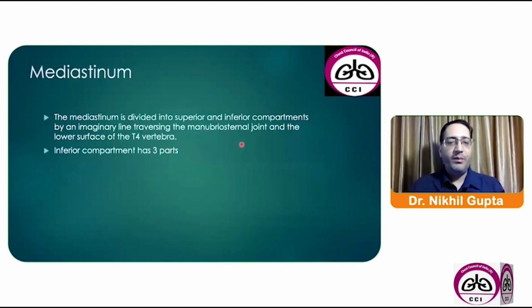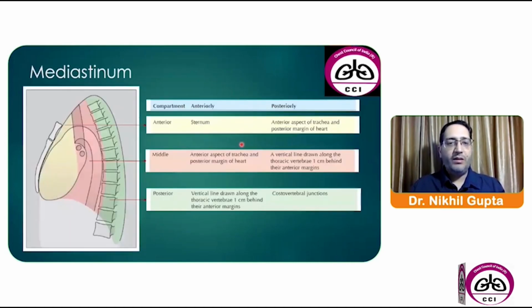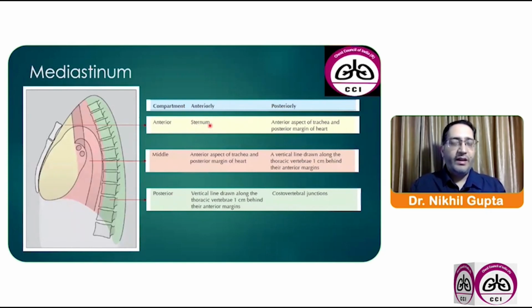Next, coming to the mediastinum. The mediastinum is divided into superior and inferior compartments by an imaginary line traversing the manubriosternal joint and the lower surface of the D4 vertebra. The inferior compartment has three parts: anterior, middle, and posterior. The borders of the anterior mediastinum are anteriorly the posterior border of the sternum, posteriorly a line drawn from the anterior aspect of the trachea and the posterior margin of the heart.